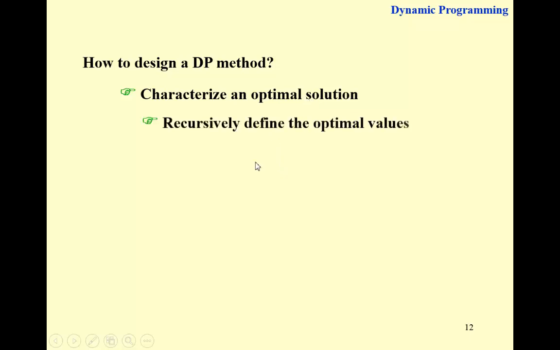And step two, recursively define the optimal values. And this is actually the divide and conquer step. That is to find the relationship between the optimal solution of the current problem and the problems with smaller sizes. So to obtain a recurrence equation. All right. Step three, compute the values in some order.